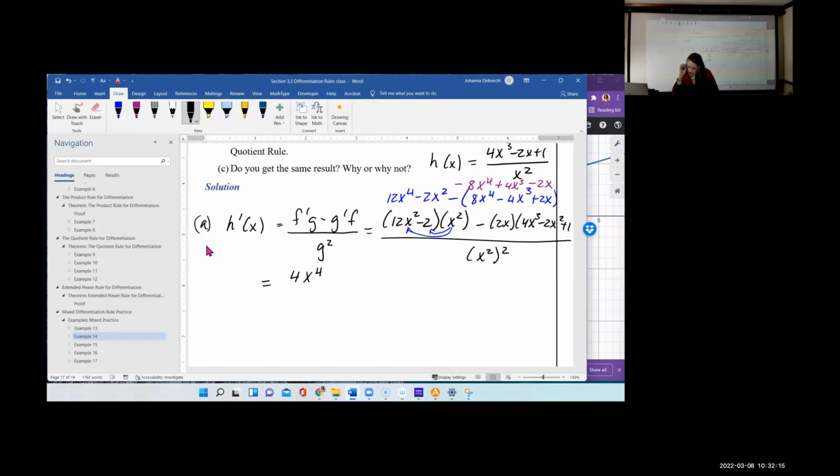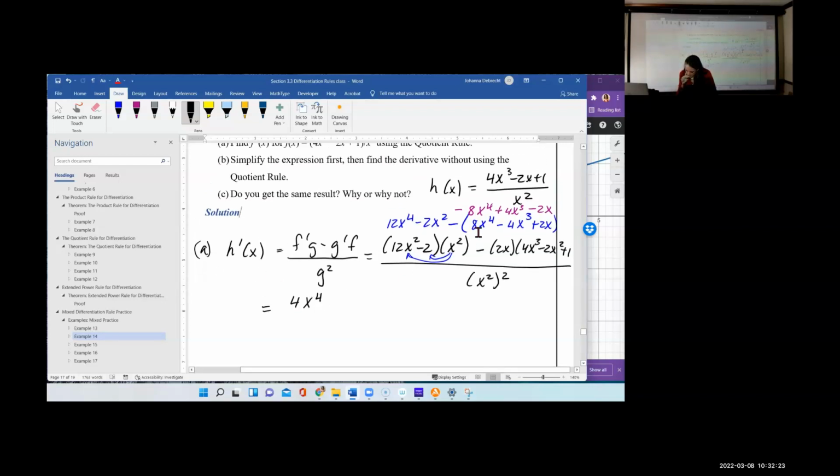And then I've got, did I mess up on something? I did. I copied wrong. This isn't a square. This is 4x cubed minus 2x plus 1. And I copied it wrong. Okay, I thought something looked off. All right, so this would be minus 4x squared. And this would be plus 4x squared. Anybody else see an error in there? Now it looks correct.